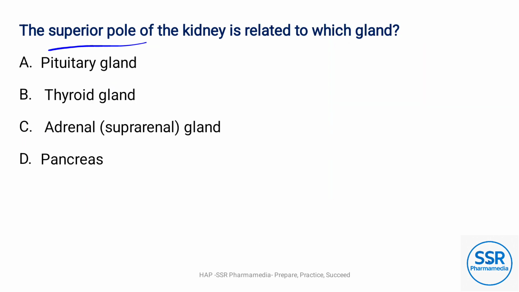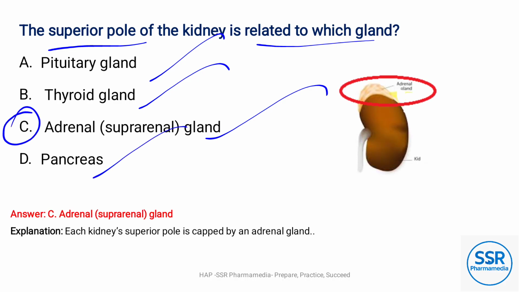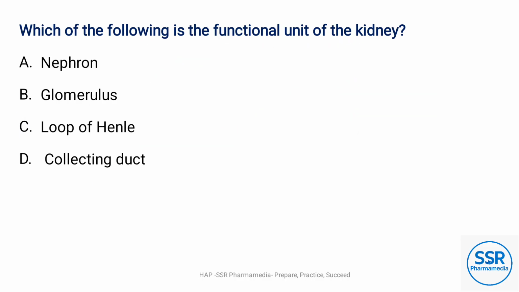Next, the superior pole of the kidney is related to which gland? Option A, pituitary gland. Option B, thyroid gland. Option C, adrenal gland. Option D, pancreas. So the answer is option C, adrenal gland. Each kidney's superior pole is capped by an adrenal gland, that means it is present above the kidney.